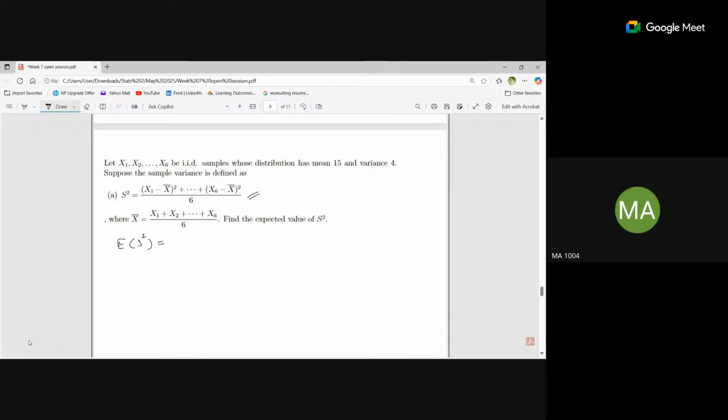Okay. So basically, we need to find out the expectation of S square. So what is S square? S square is basically my x1 minus x bar whole square plus ... x6 minus x bar whole square divided by 6. This is the thing. Now, the 1 by 6, I can take it out. So this will be expectation of summation of xi minus x bar whole square. Can I write it like this?